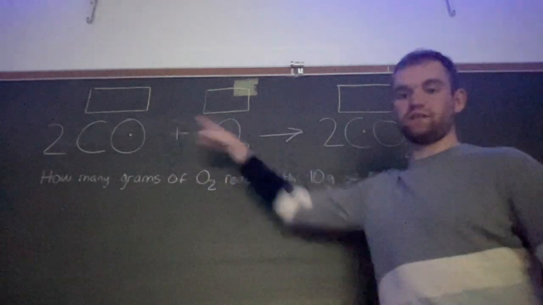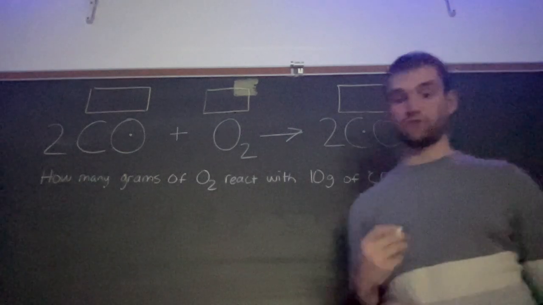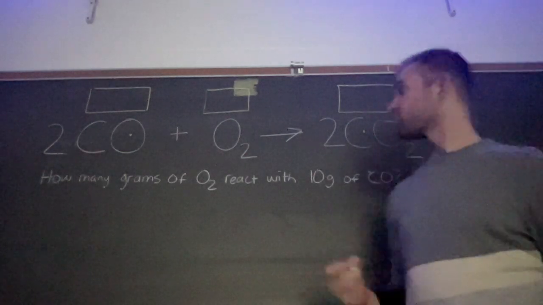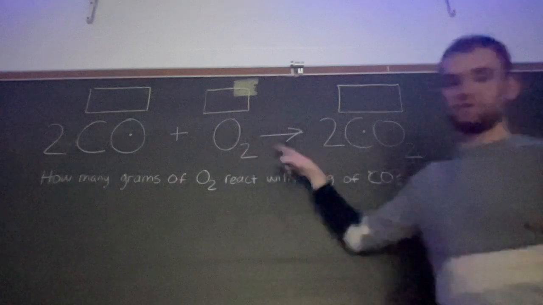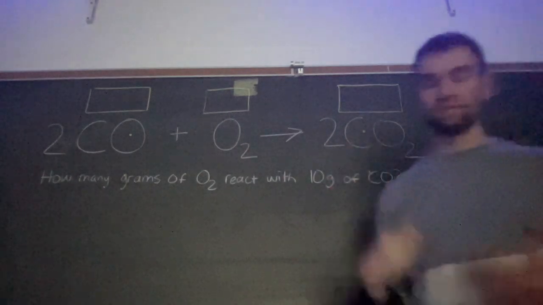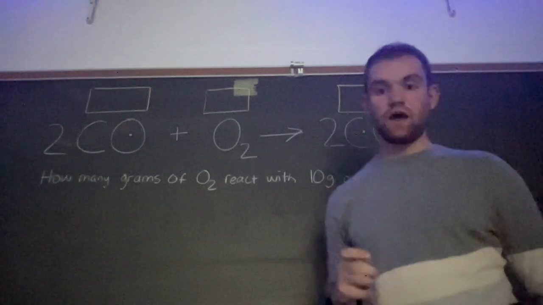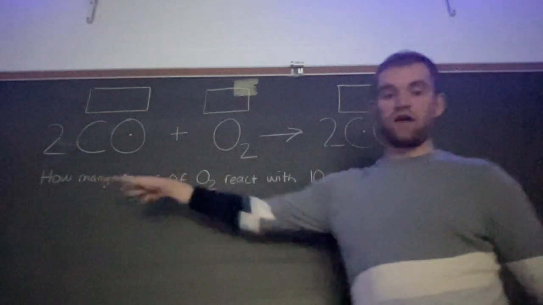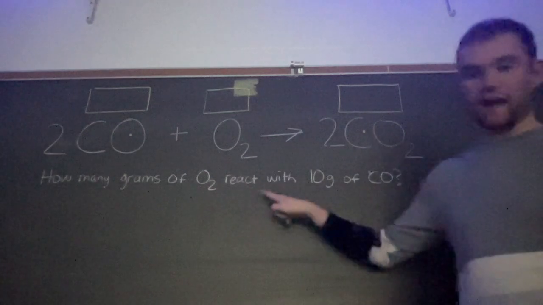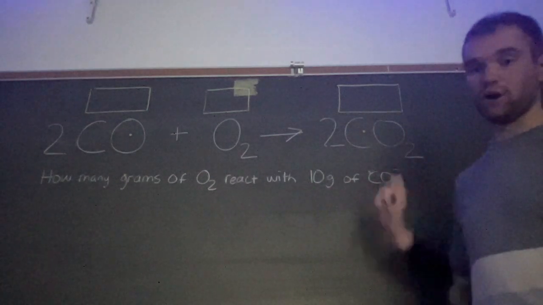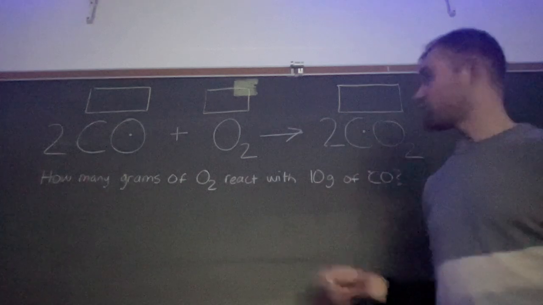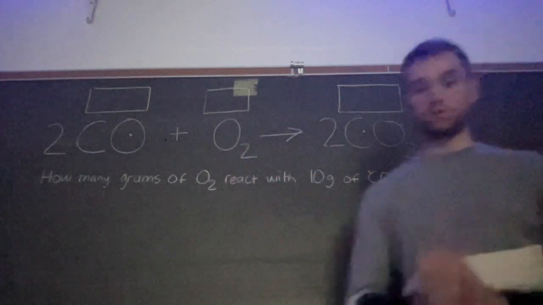Today we're going to take a look at this reaction and do a few stoichiometry calculations. So here's my reaction. Carbon monoxide plus oxygen gives us carbon dioxide. Already balanced, 2 to 1 to 2 mole ratio. What I want to find out is how many grams of O2 react with 10 grams of CO. CO is my reactant. We're going to figure out how many grams of O2 react.